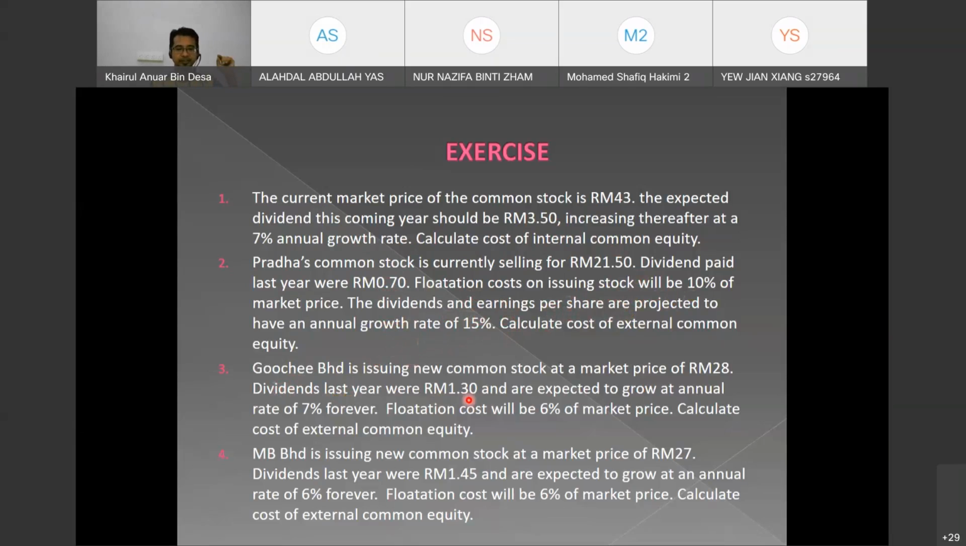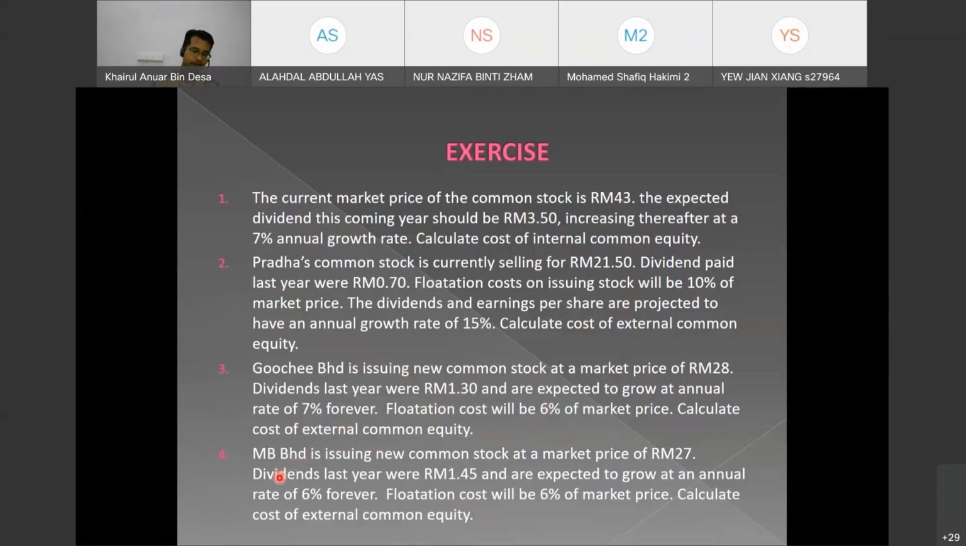Gucci Berhad is issuing new common stock at the market price of 28. Last year's dividend is 1.30 ringgit, expected to grow at an annual rate of 7%. Flotation cost is 6% of the market price. Calculate the external common equity.